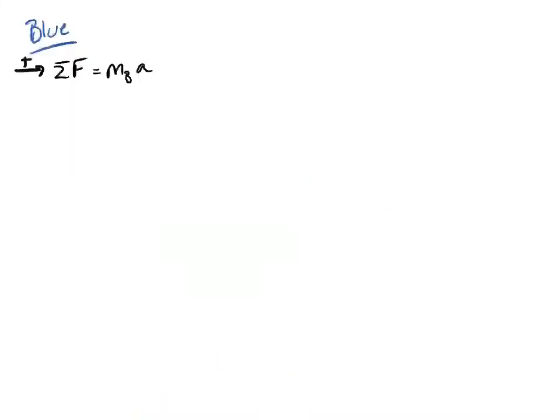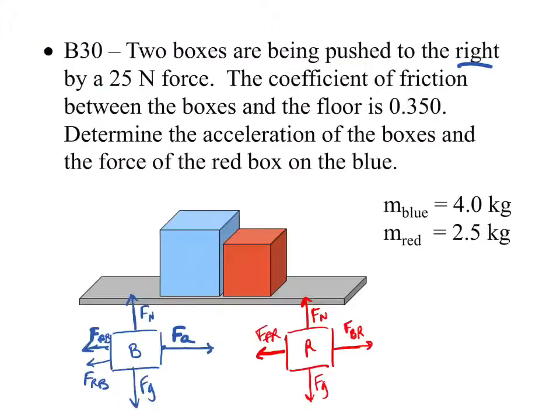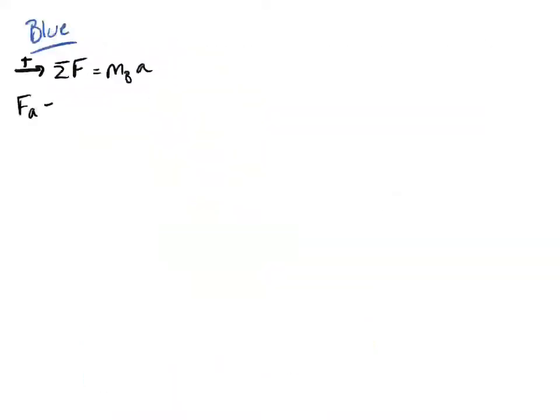For the sum of my forces, well, I had applied force going to the right, so that's positive. And then going to the left, I had the force of friction and the force of the red box on the blue box. Yeah, it's going to be really fun. So this is for the blue box, and then minus the force of the red box on the blue box, because of course the red is going to push back a little bit on the blue.